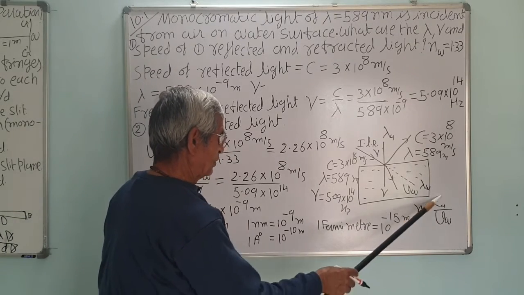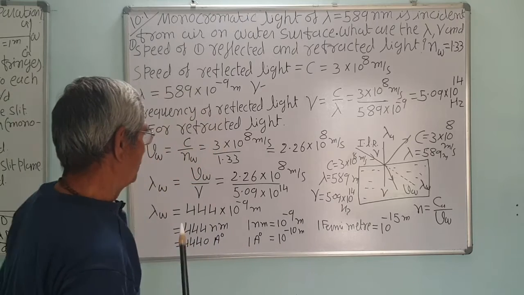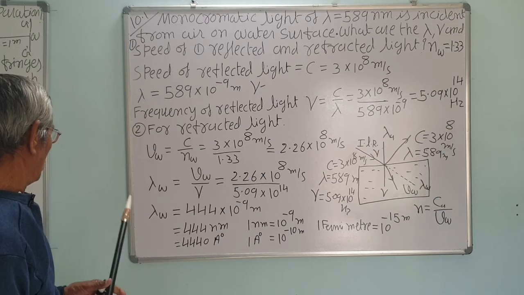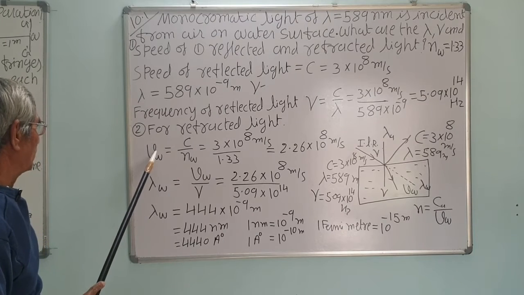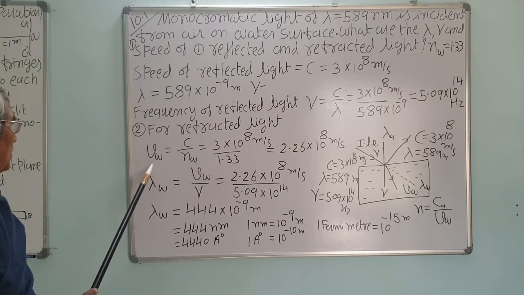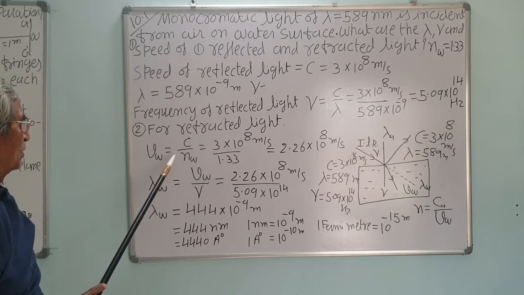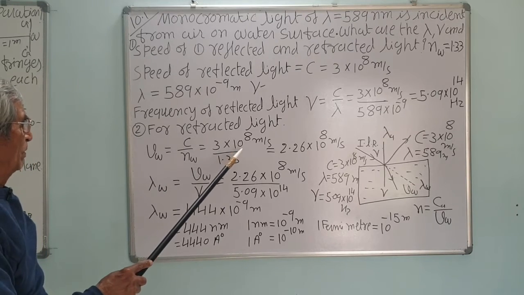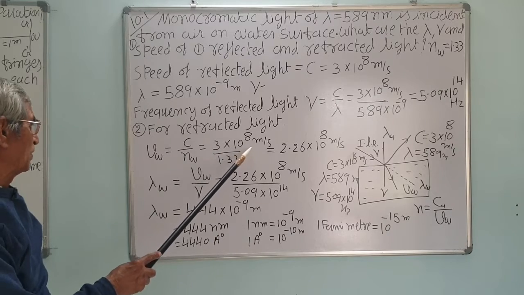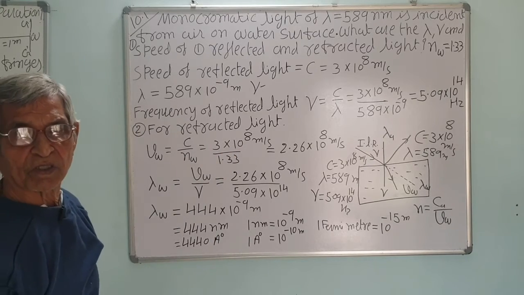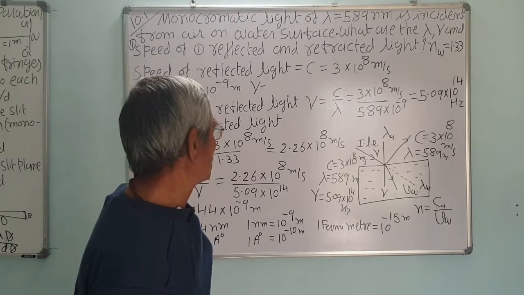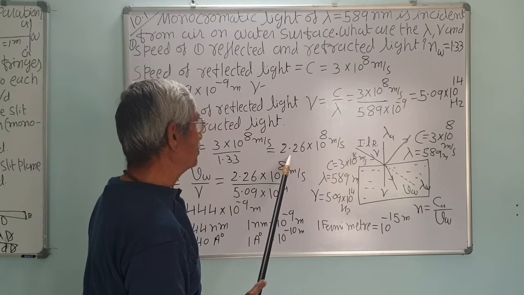So n is equal to c upon v_w, that you can use the equation. So lambda, velocity in the refracted ray in water, that is c upon refractive index, that is 3 into 10 raised to 8 meter per second upon refractive index of water, that is 1.33, that comes about 2.26 into 10 raised to 8 meters per second, that is reduced.